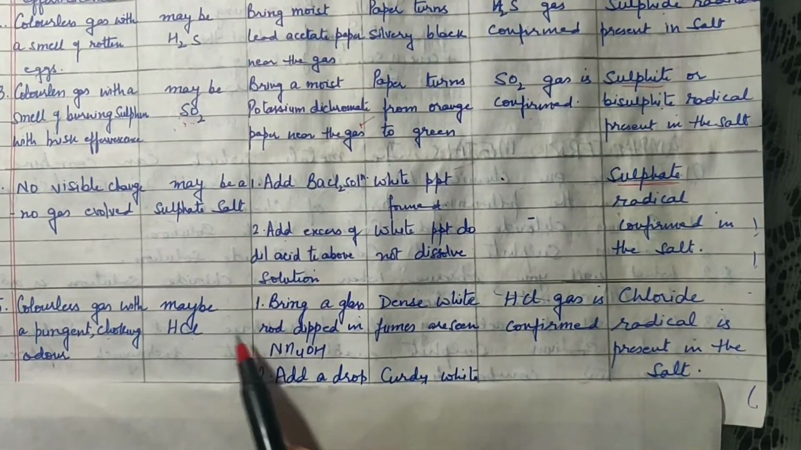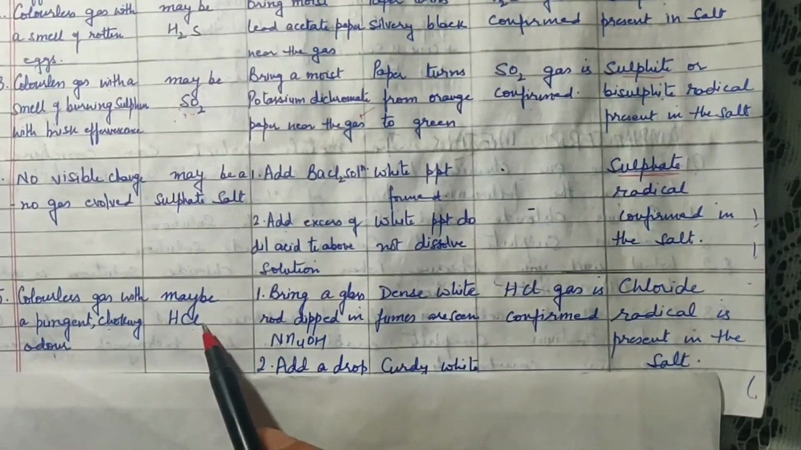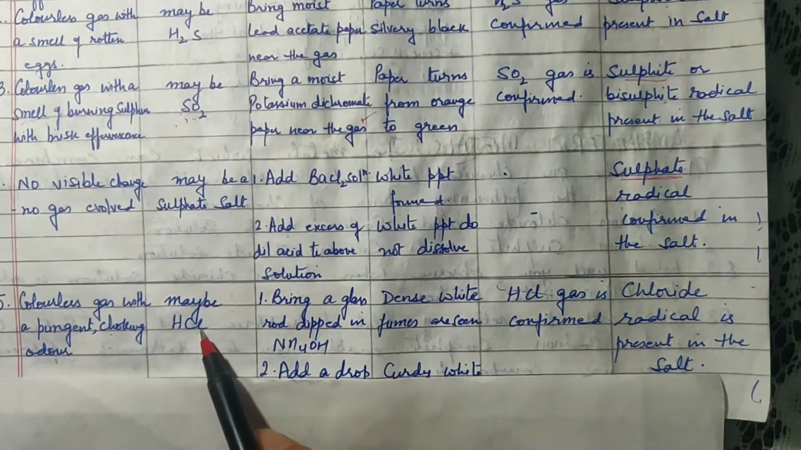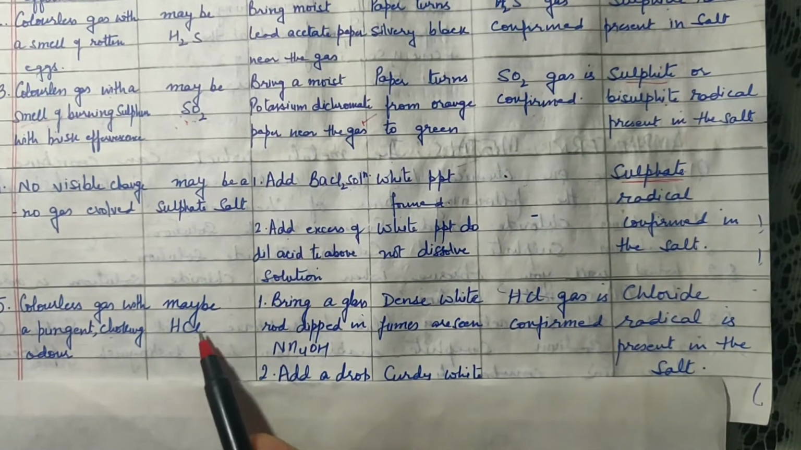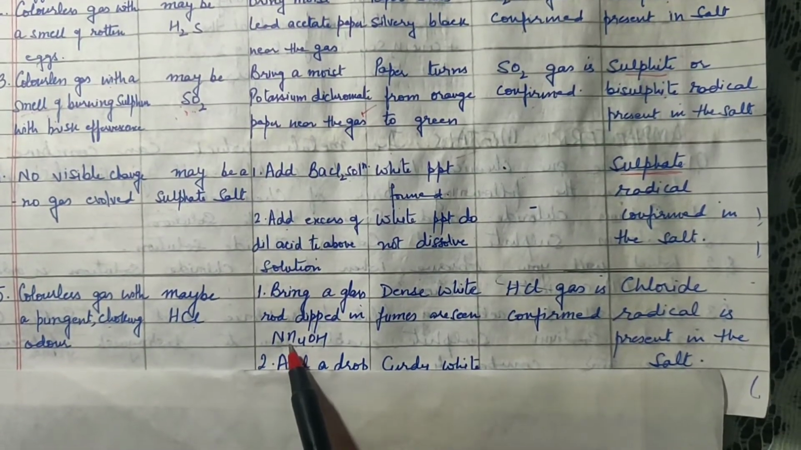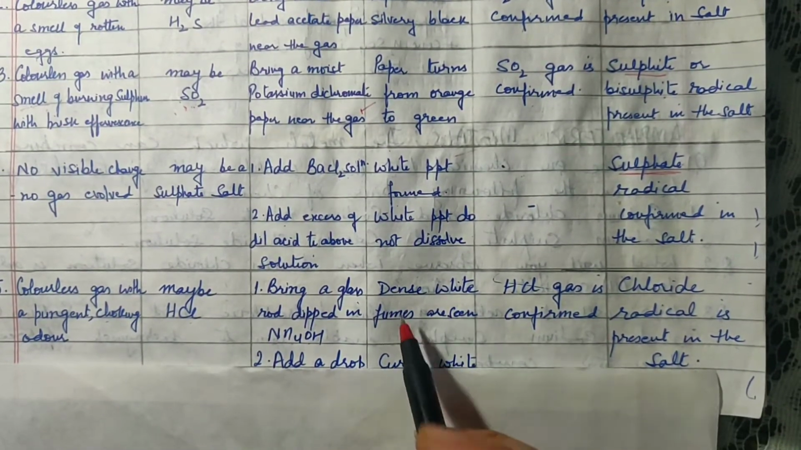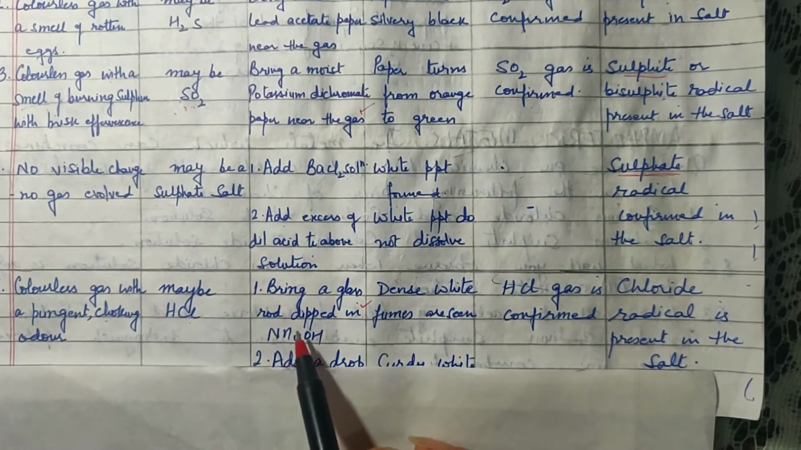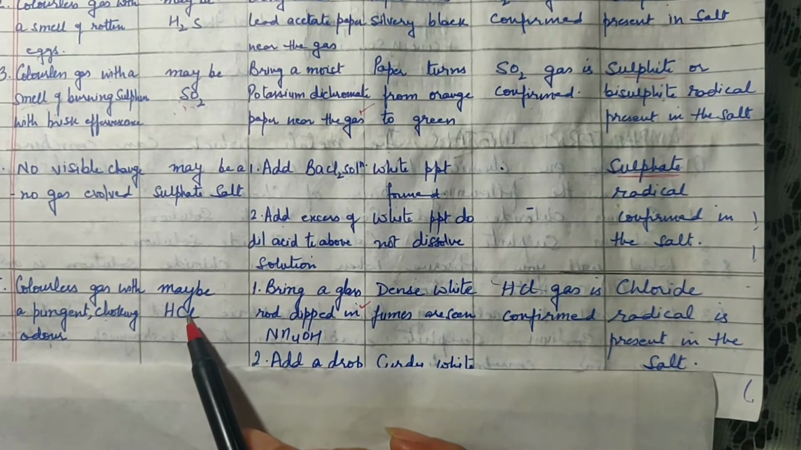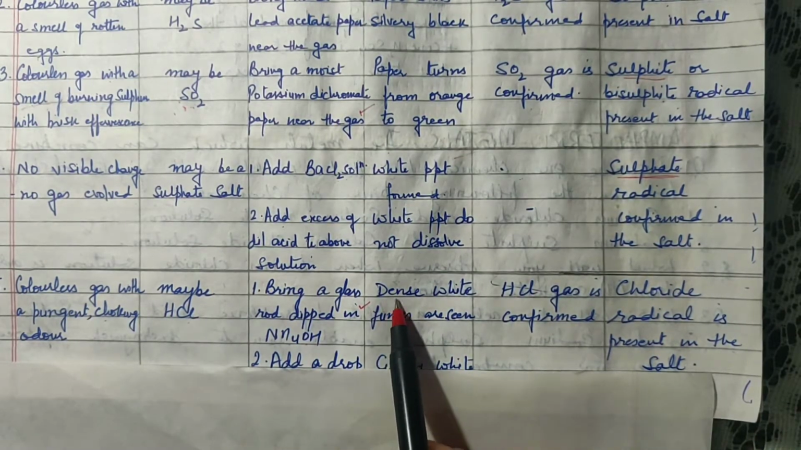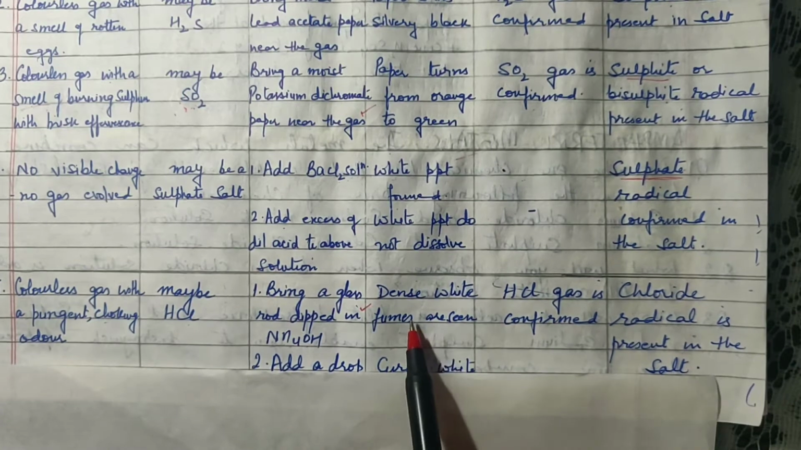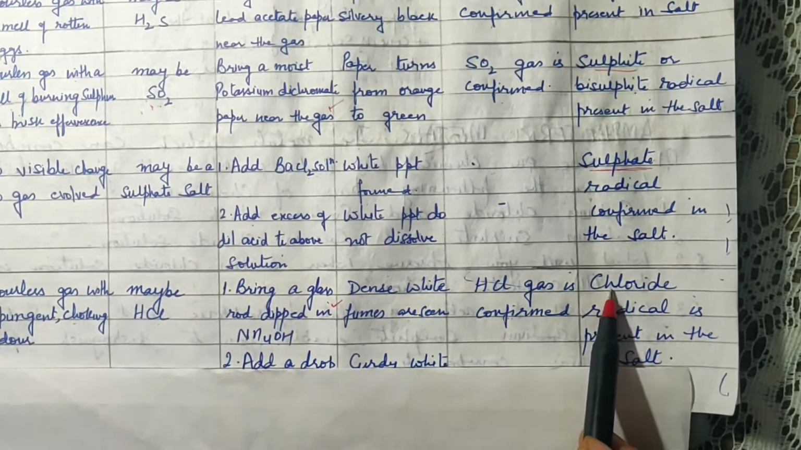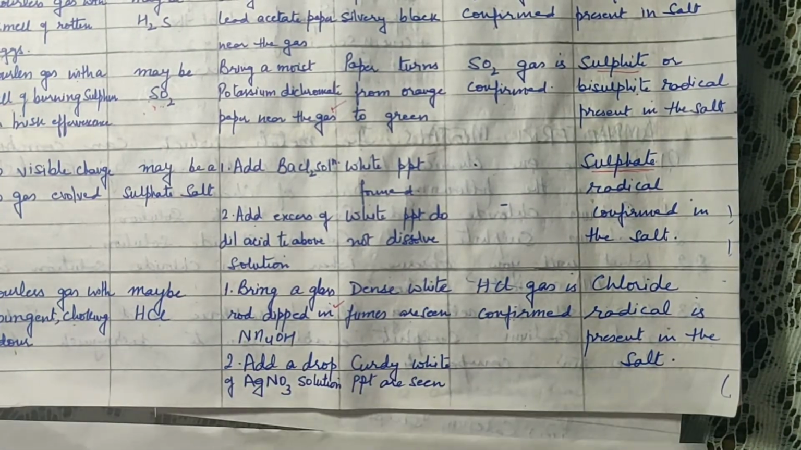Now these two gases are complementary to each other. If you are testing HCl, you will bring an ammonium hydroxide rod dipped near the gas. If you are testing ammonia, you will bring a rod dipped in HCl close to ammonia, and this will give you dense white fumes. Very often asked question in the board: what do you observe when a glass rod dipped in ammonium hydroxide is brought near HCl? So the observation is dense white fumes are seen. Alright, so if dense white fumes are seen, HCl gas is confirmed, and definitely the salt contains a chloride radical.